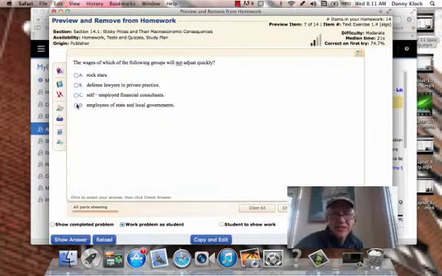But employees of state and local governments, they have certain wages that are set. A lot of them are unionized, but basically they have a contract that they run. So it's sticky. This won't adjust quickly at all.